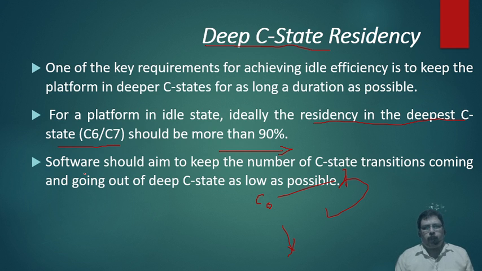So software should aim to keep the number of C-state transitions coming and going out of deep C state as low as possible. So if more of the deep C state is maintained, the energy efficiency can be achieved.